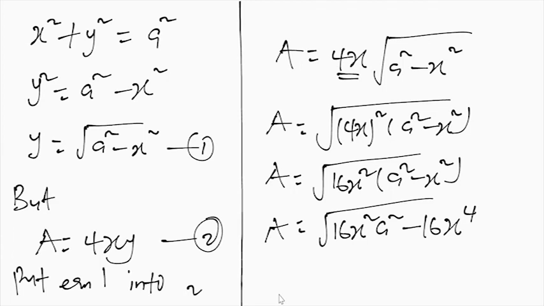So the first thing we need to do is find the derivative of this with respect to x. Once we find the derivative, we can find the value of x at the critical point, because at the critical point the derivative becomes zero. So now let's quickly go ahead and differentiate this area that we have.